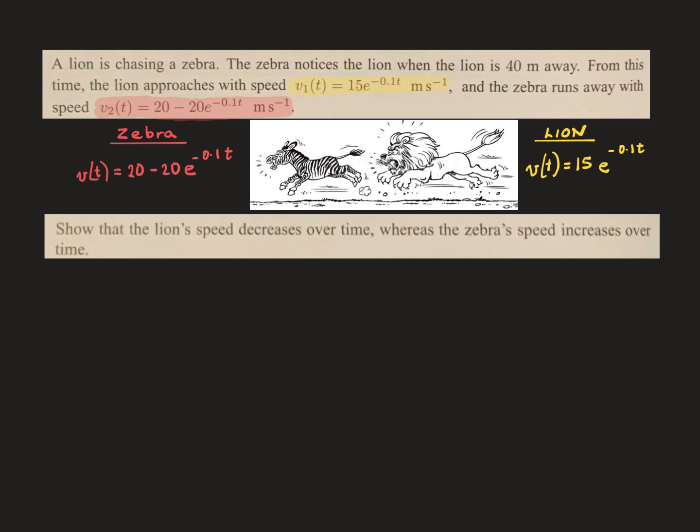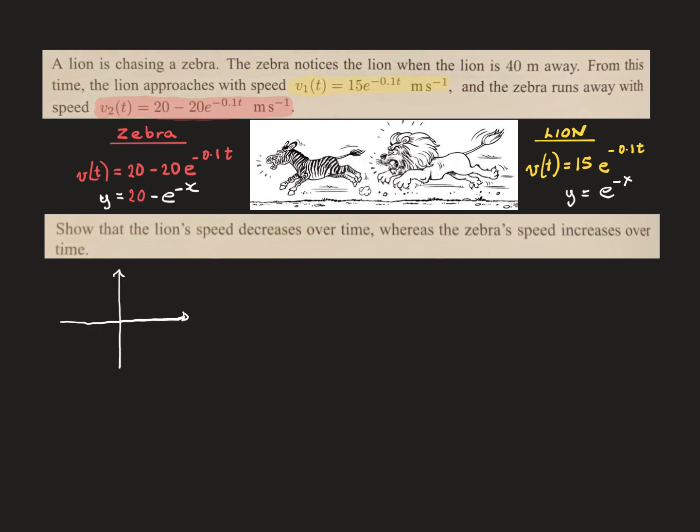So the lion's general function would be something which comes from e to the minus x, whereas the zebra's function is something which comes from the general function of minus e to the minus x. And yes, there is a 20 in front of it, so I'll talk about that 20 afterwards.